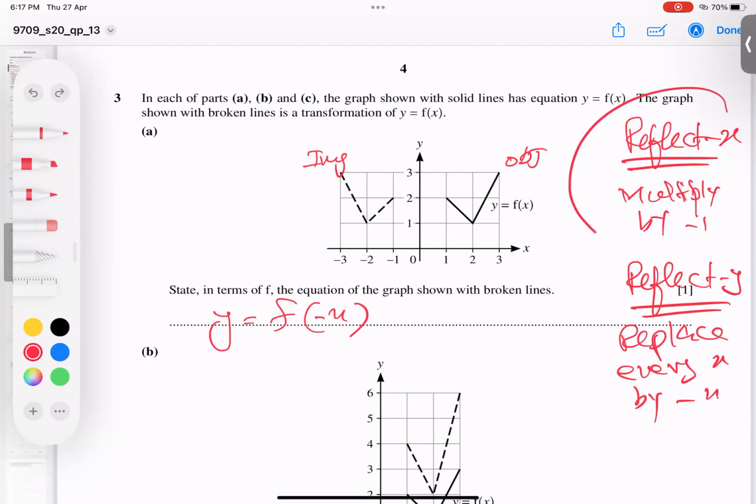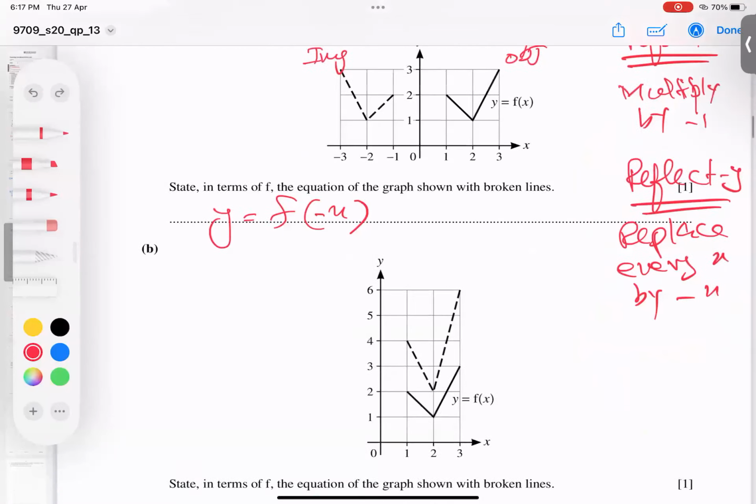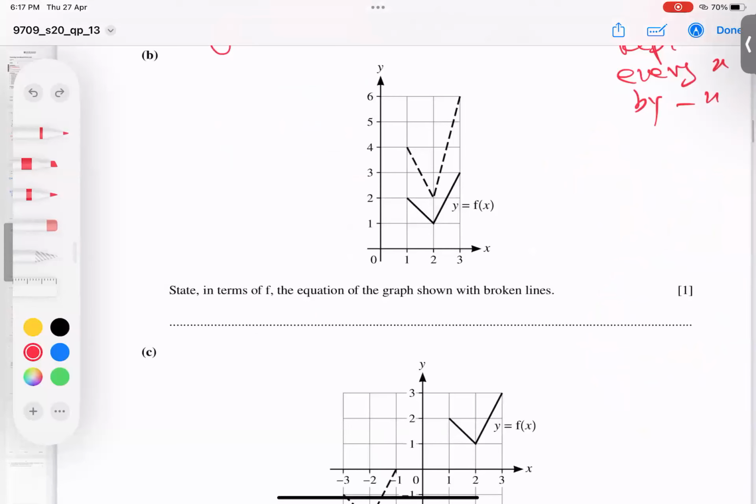So I've given the criteria, alhamdulillah, I hope you got the concept. Part number 2: state the function of f. The equation of the graph is the broken lines. The solid is the function, and this is the image. The object is below, above is the image.